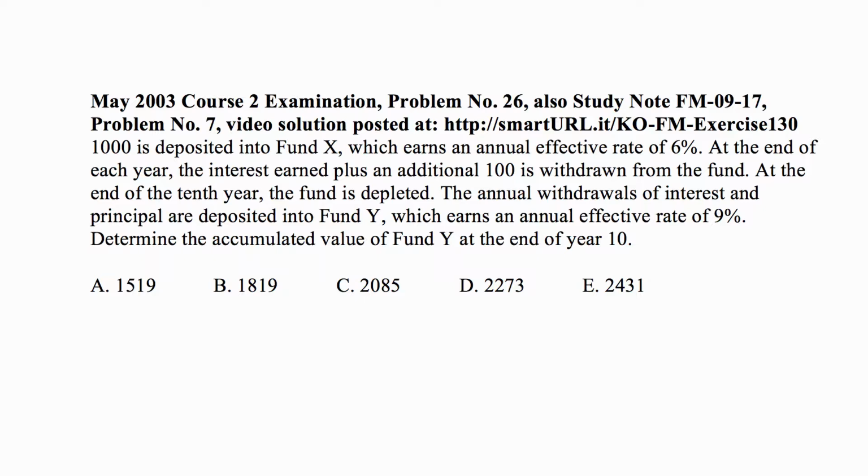Here's a practice problem for exam FM. 1,000 is deposited into Fund X, which earns an annual effective rate of 6%. At the end of each year, the interest earned plus an additional 100 is withdrawn from the fund. At the end of the 10th year, the fund is depleted. The annual withdrawals of interest and principal are deposited into Fund Y, which earns an annual effective rate of 9%. Determine the accumulated value of Fund Y at the end of year 10.